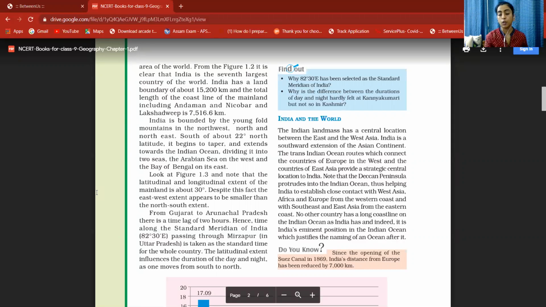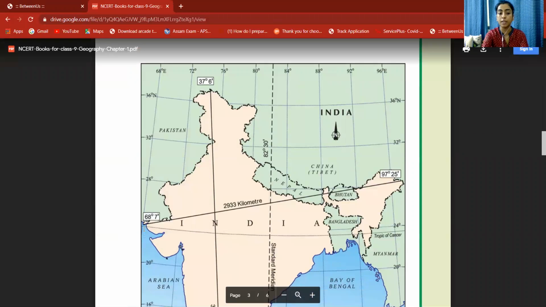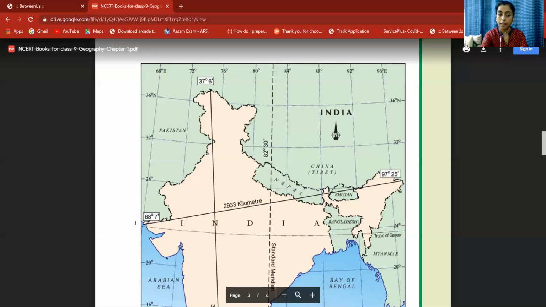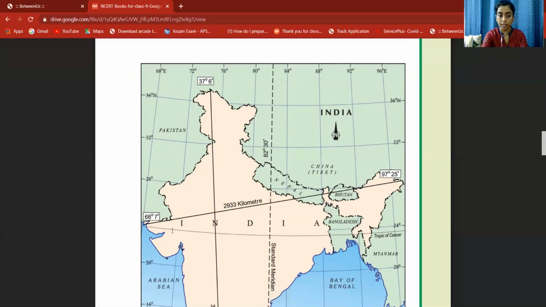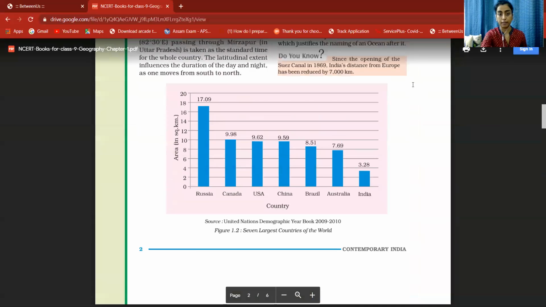Now, why so? If you see in the map, the location of Gujarat and Arunachal is at the extreme points. Gujarat is in the extreme west and Arunachal in the extreme east. And we know the sun rises in the east. So Arunachal Pradesh experiences sunrise 2 hours earlier than Gujarat, because of the location of Gujarat in the extreme west and Arunachal Pradesh in the extreme east. That is why there is a time lag of 2 hours between them.